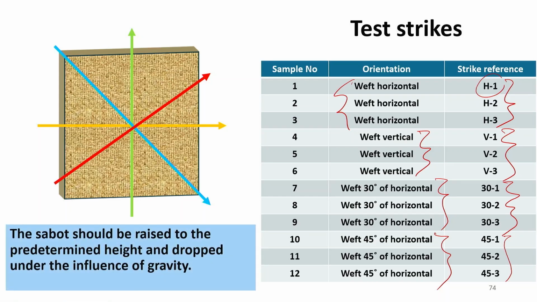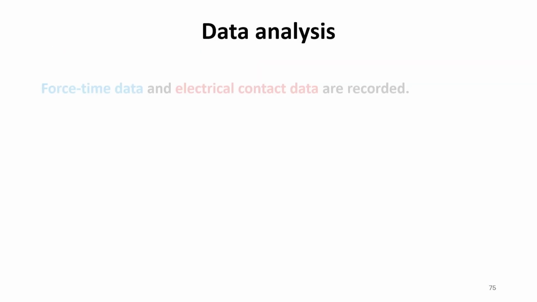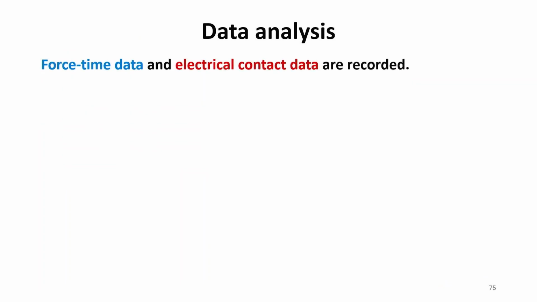The sabot should be raised to the predetermined height and dropped under the influence of gravity. This predetermined height depends on the weight of the sabot. In our study, we have used a 2 kg sabot. For the data analysis, the force-time data and the electrical contact data are recorded.